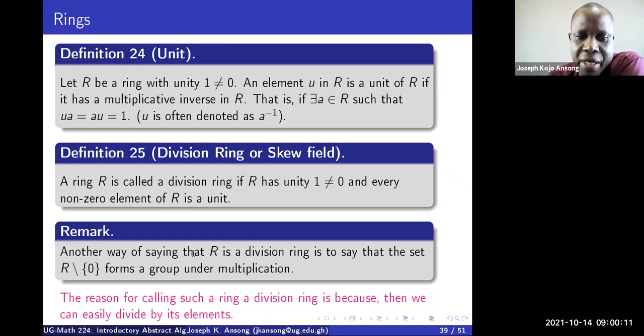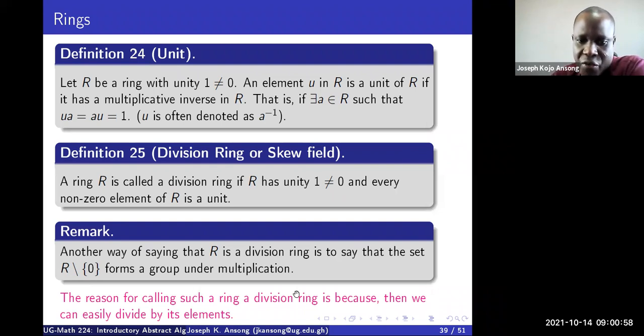Another way that you could describe a division ring is to say that if you take the set R without 0, then it forms a group under multiplication. Remember that a set will form a group under multiplication if it is associative with respect to multiplication, there is an identity element, in this case not 0, and every element has a multiplicative inverse. So without 0, we can have a multiplicative inverse. So you can describe a division ring, apart from the fact that it's an abelian group with regards to addition, as forming a group under multiplication if you remove 0. So that's what it means.